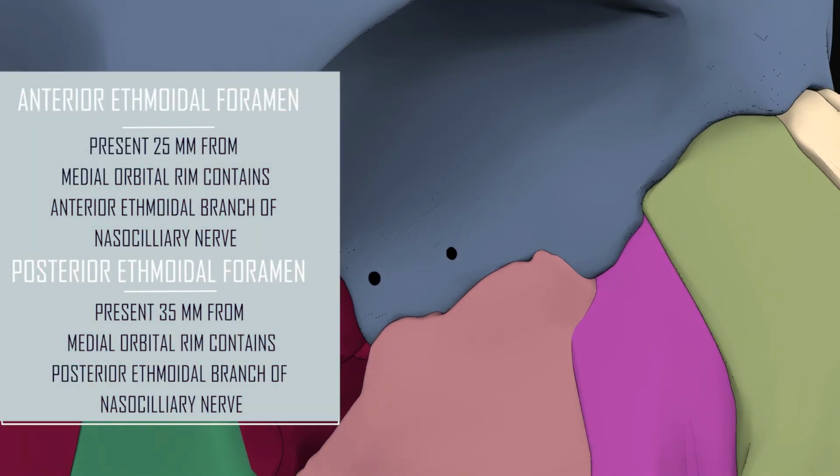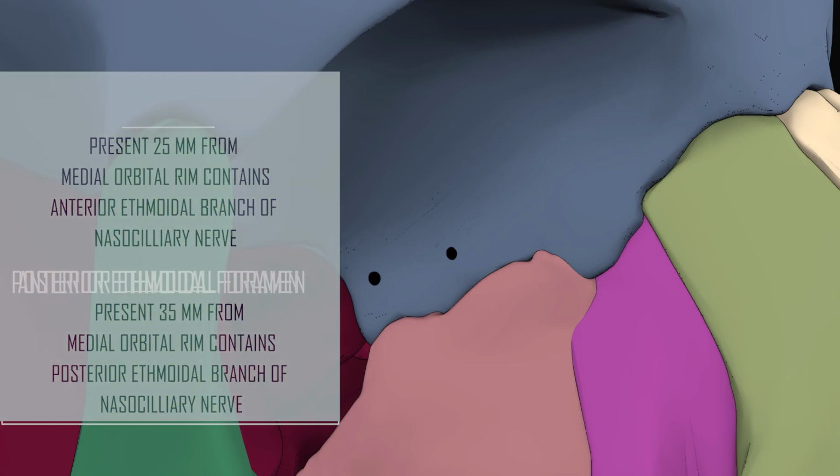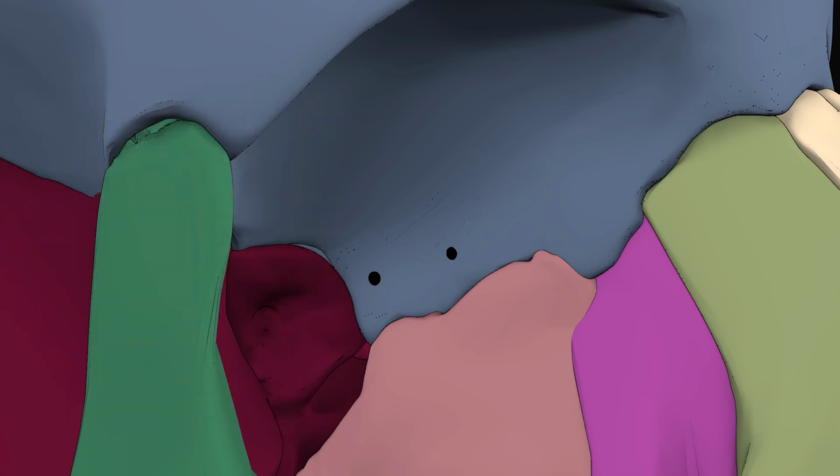Anterior and posterior ethmoidal foramina. Anterior ethmoidal foramen is about 25 millimeters from the medial orbital rim and contains the anterior ethmoidal branch of nasociliary nerve. Posterior ethmoidal foramen is about 35 millimeters from the medial orbital rim and contains sphenoethmoidal branches of nasociliary nerve. They contain anterior and posterior ethmoidal arteries respectively. Posterior ethmoidal foramen is the landmark for safe dissection from the medial orbital rim.